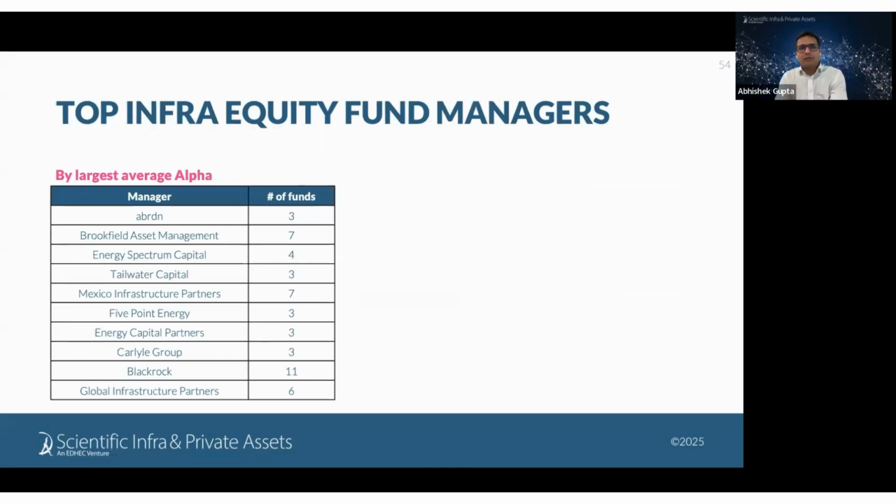Next, we look at top infra equity fund managers. And here we have looked at, like I said, median alpha. We are showing you the table of managers in the descending order of alpha. So the Aberdeen manager, they have 3 funds in our sample in their track record, and they have the highest average alpha. Brookfield is next, Energy Spectrum Capital is third, and so on. We can see there are some popular names here, Carlyle, BlackRock, GIP, and so on, which have a lot more funds in the sample as well. BlackRock has 11 funds, and their average alpha is still able to rank them in the top 10 managers by this exercise.